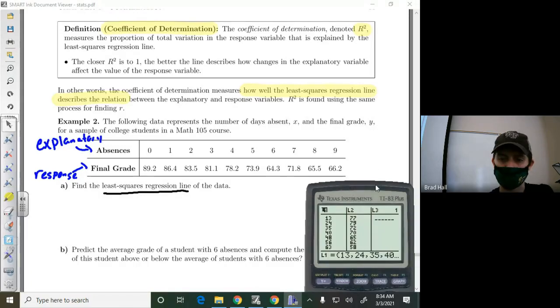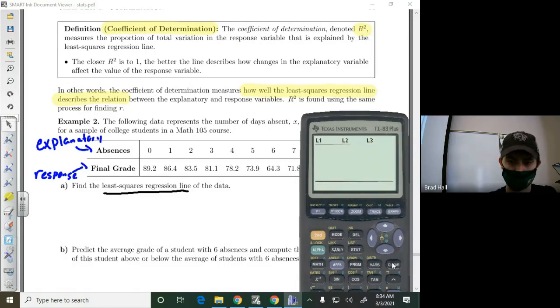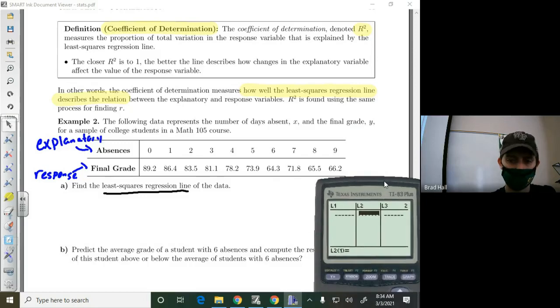go ahead and clear out all of these, and we can start off. Really, we're putting these lists in order, ultimately. Clear out of those. And start putting in the absences first. And in the second list, we can put in the final grades. And if you're already ahead of me, you can go ahead and start figuring out the linear correlation coefficient, pretty much the same steps we did just before.